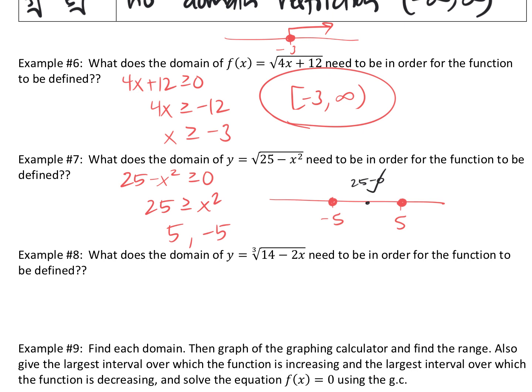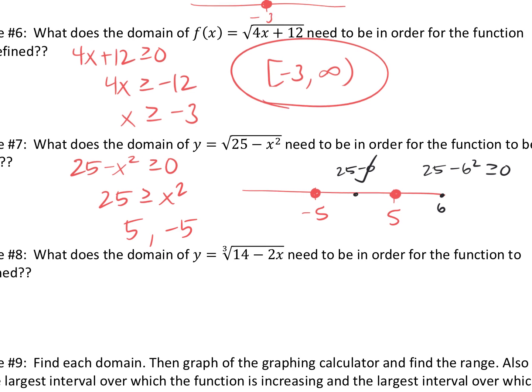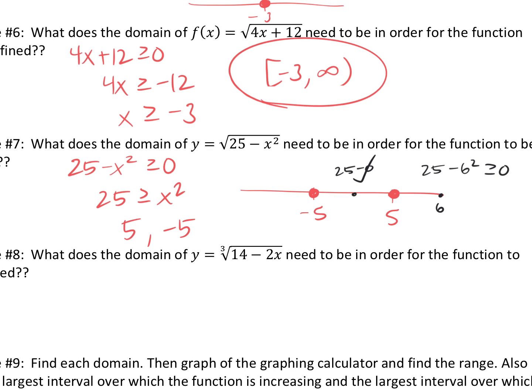Interval in between. What about something bigger than 5? Let's say 6. If I plug in 6, 25 minus 6 squared, is that greater than or equal to 0? Well, 6 squared is 36, so 25 minus 36 is going to give me a negative number. So I can't have x's bigger than 5.